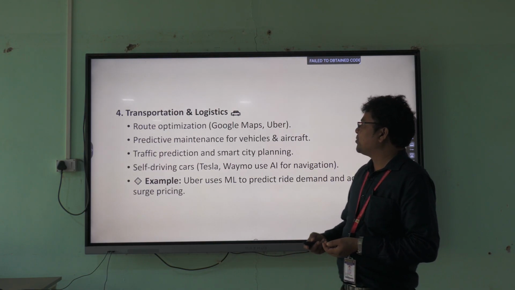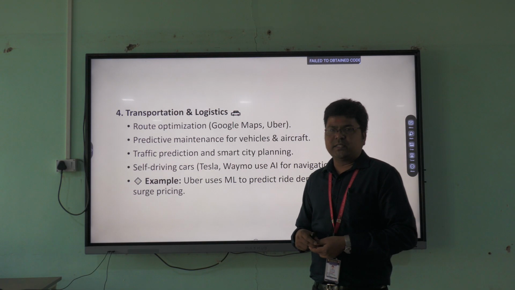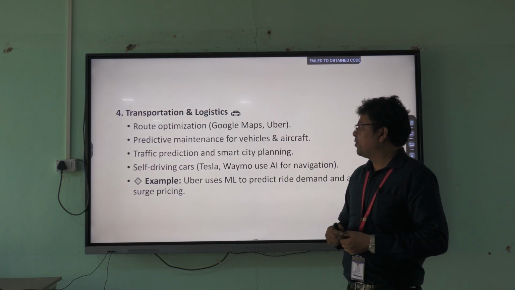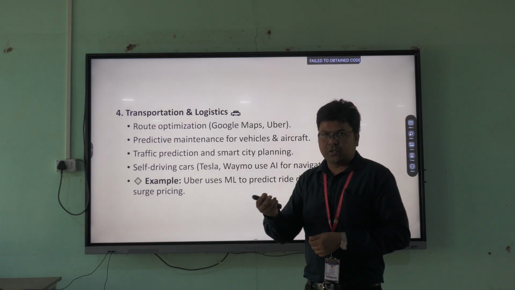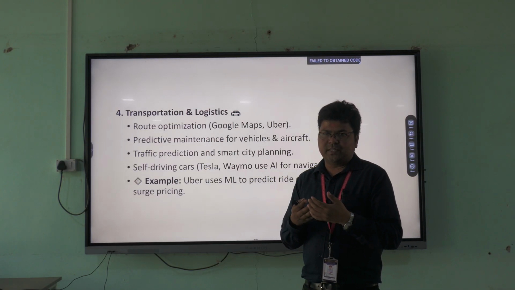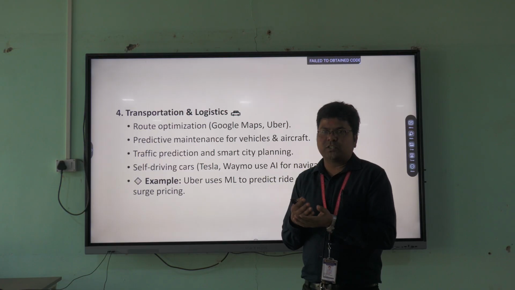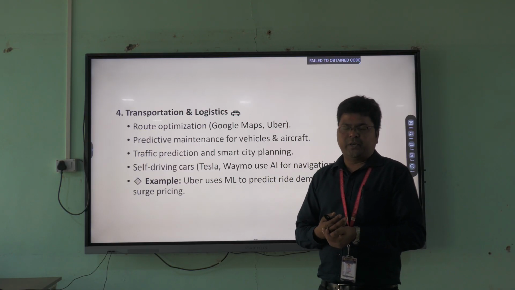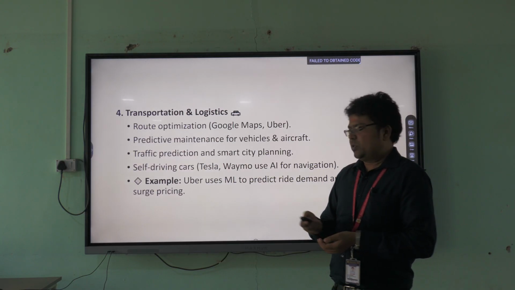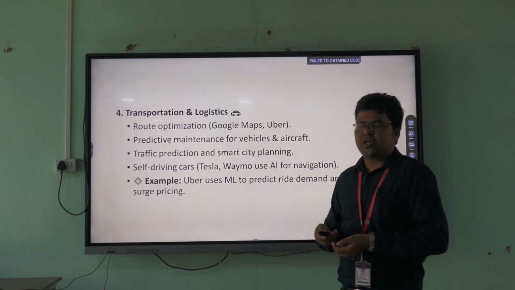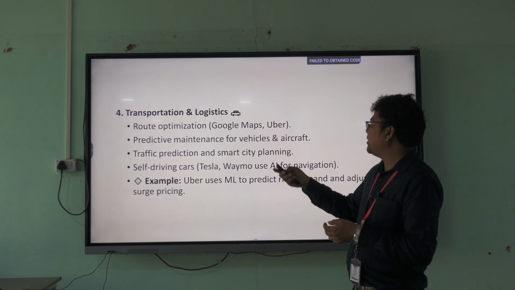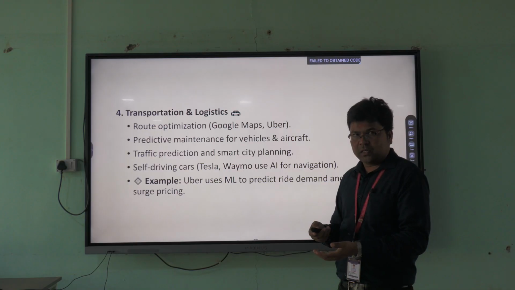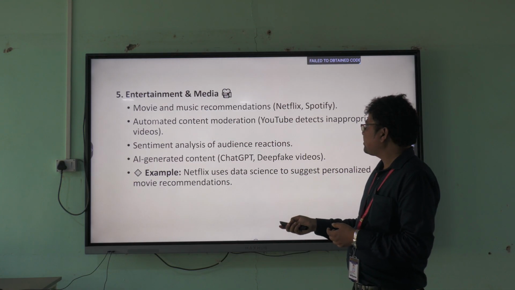And the next is transportation and logistics. Here data science is used for route optimization, predictive maintenance for vehicles, and traffic prediction. We see that Google Maps already predicts where the traffic is heavier, and route optimization can also be predicted with machine learning models. So in transportation and logistics, route optimization, traffic prediction, and predictive maintenance for vehicles and aircraft can be done using machine learning.